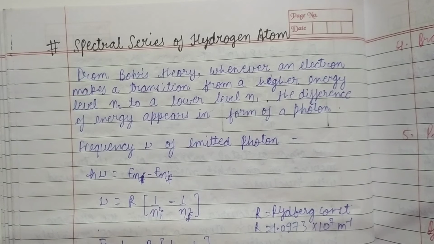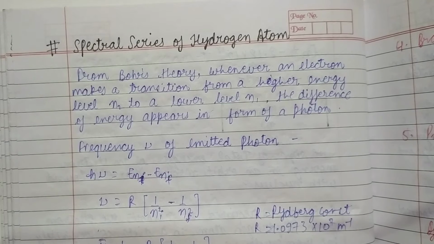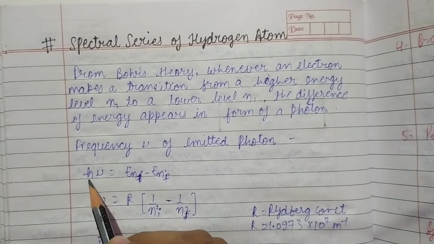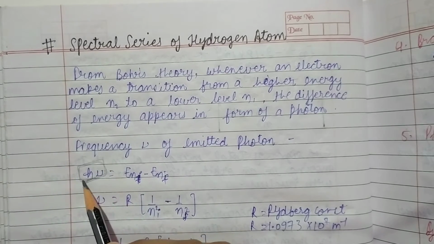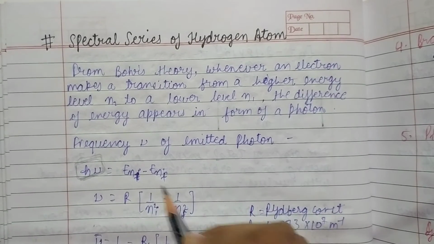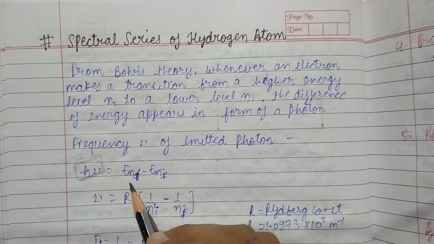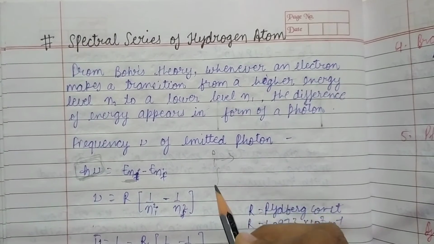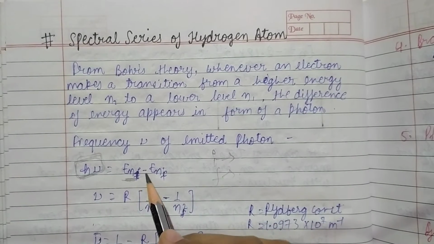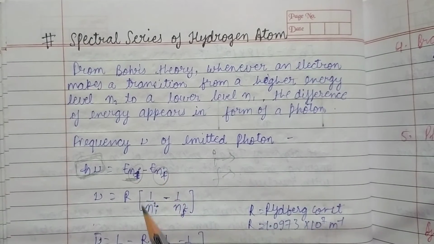The energy that is emitted in the form of photons must have some frequency, then only will it be emitted. So the energy of those photons is equal to h nu, and this will be equal to the difference between the two energy levels. Let us consider the higher energy level as the initial level and the lower one as the final level. So E_ni minus E_nf, where ni is the initial level and nf is the final level.